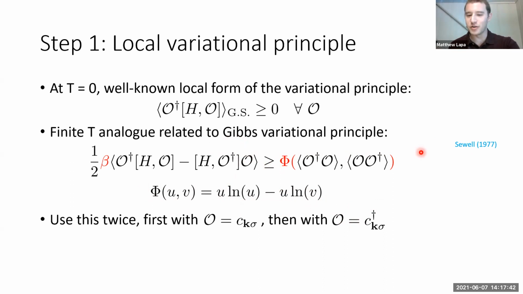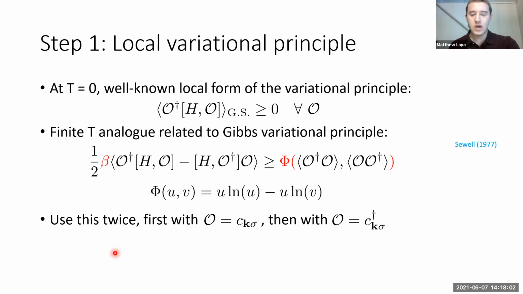So at finite temperature, the variational principle is for the free energy that involves not only the expectation value of the Hamiltonian, but also the entropy. So that's where this thing is coming from. And what's inside here is thermal expectation of O dagger O, and then thermal expectation of O times O dagger.